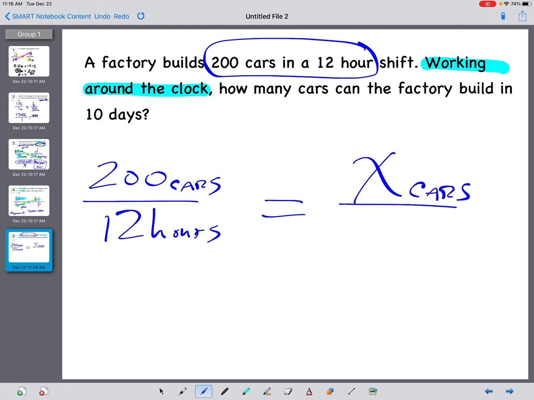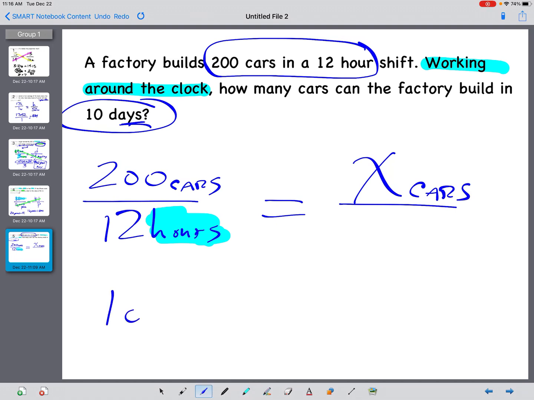Okay, but we cannot use 10 in the other proportion because it's in days, right? Remember, we need units to be the same. Right now we have hours as our unit for the bottom. And so we're going to need to turn days into hours.